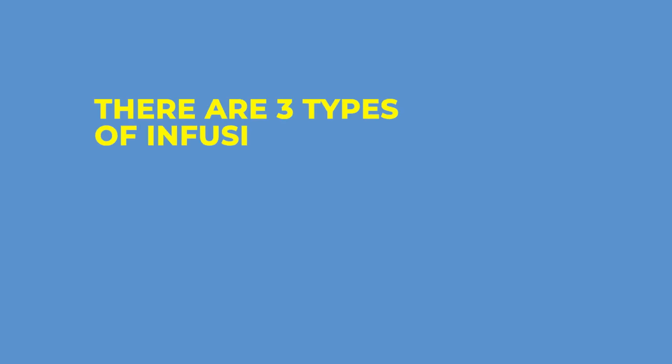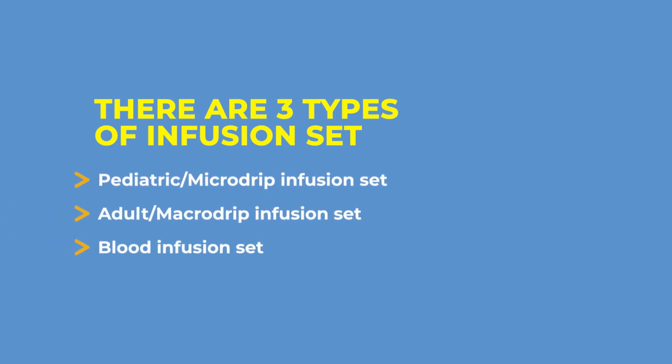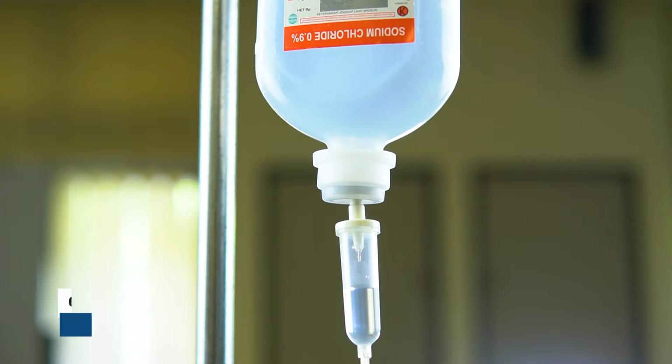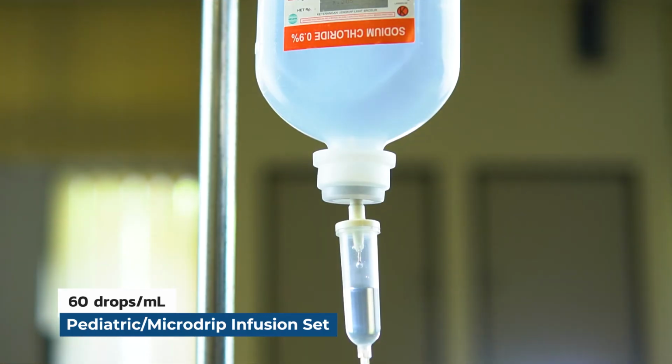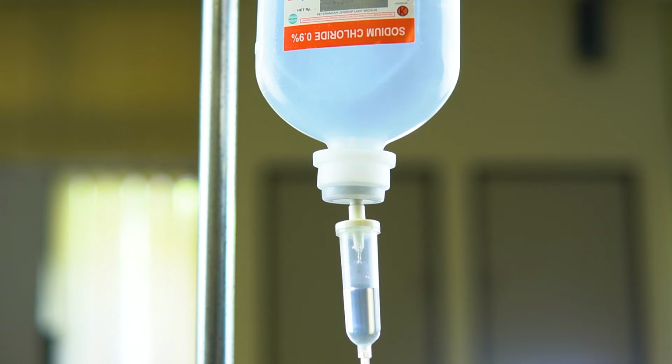There are 3 types of infusion set called pediatric infusion set or microdrip, adult infusion set or macrodrip, and blood infusion set. Pediatric or microdrip infusion set delivers a small quantity of each drop. It has a microdrip inside its chamber. 1 ml of liquid is equal to 60 drops. This infusion set is used for pediatric patients or a specific adult patient population who require a small, closely regulated dose of IV solution.